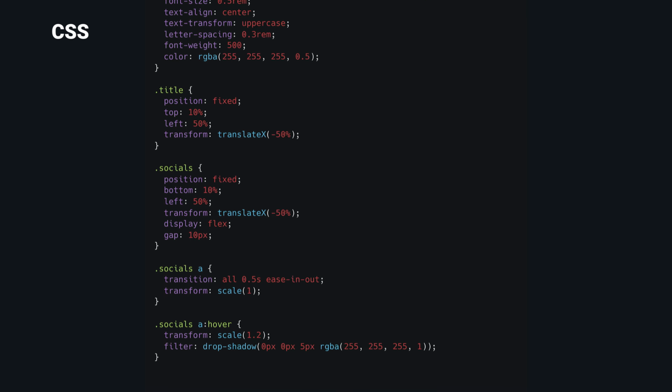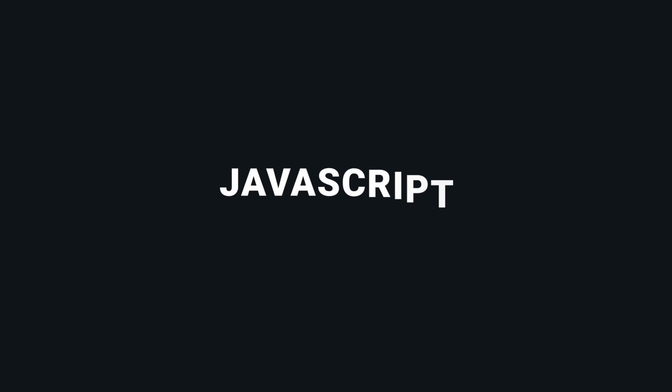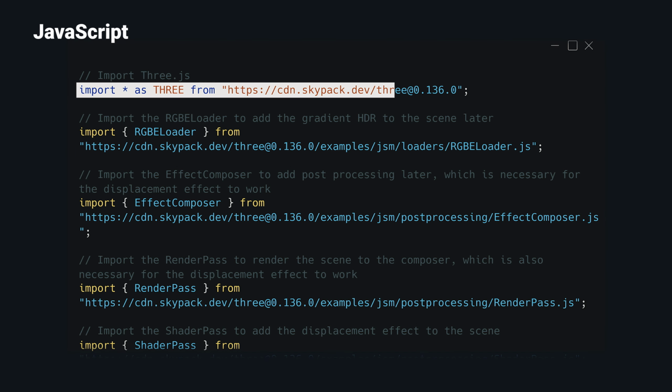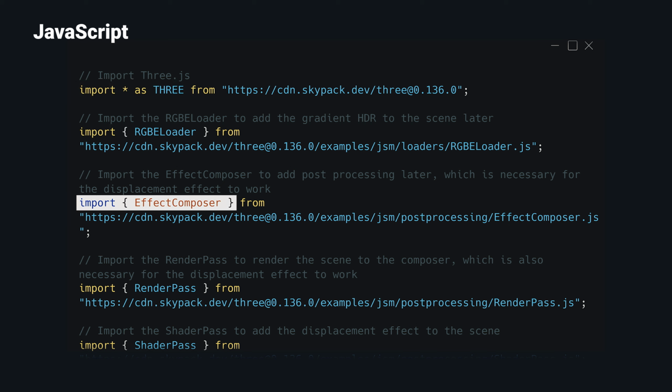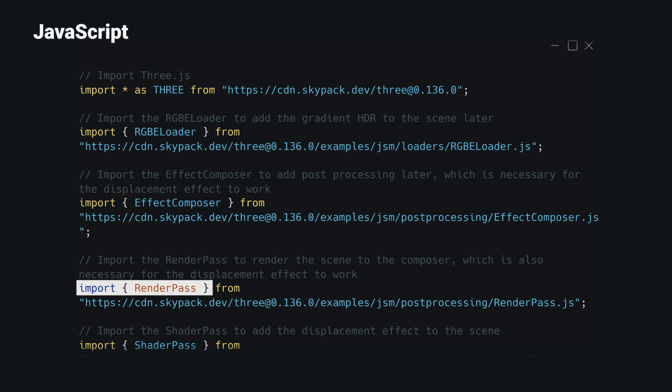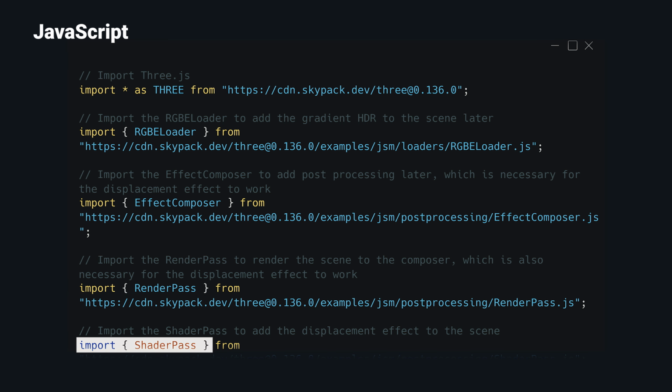All the interesting stuff happens within the JavaScript portion of our code. Here we start by importing Three.js. Next we import all the other components we will need. I always use my gradient HDRs, which you can find on Gumroad and GitHub, to add some mood to the scene. For that we need the RGBELoader later. Then, importantly, we need the effect composer, which allows us to add the post-processing in general. To the post-processing we add the render pass, which we import next. Now we can import the ShaderPass, which we will use to create our displacement effect.